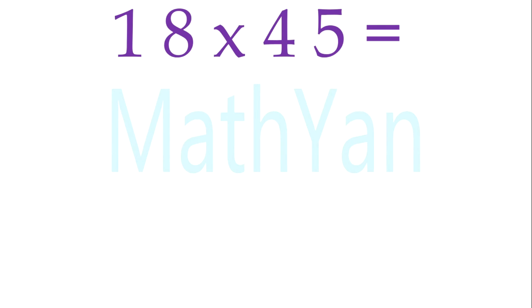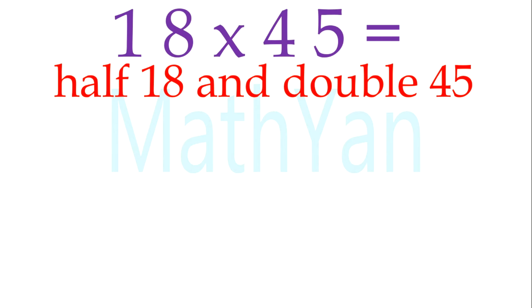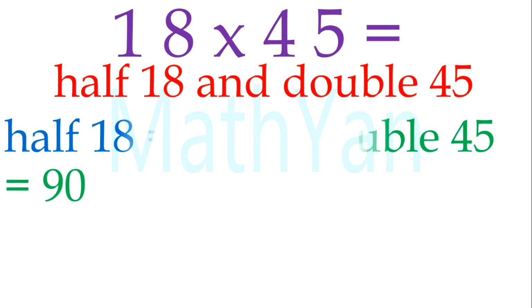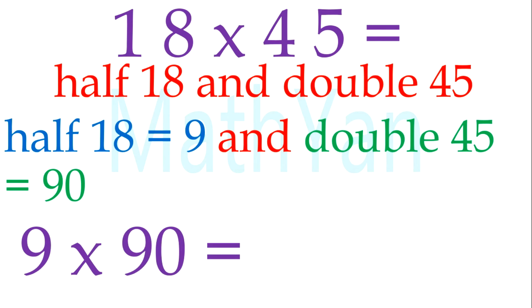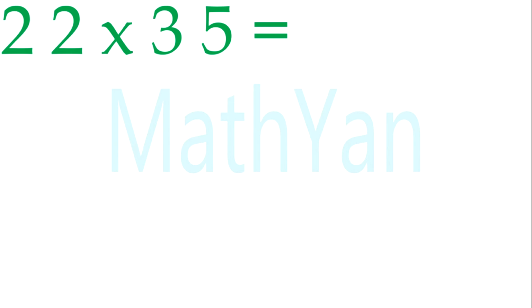18 times 45. So half 18 and double 45. Half 18 is 9, double 45 is 90. So 9 times 90 is 810. So 18 times 45 is equal to 9 times 90, which is equal to 810. What about this, 22 times 35? It is equal to 11 times 70, which is equal to 770.